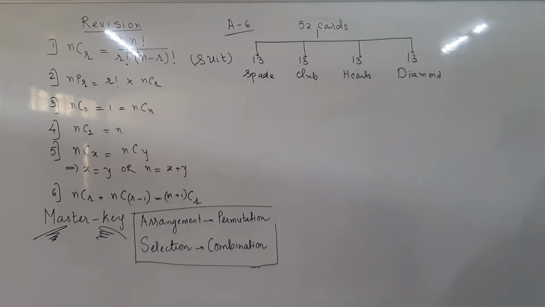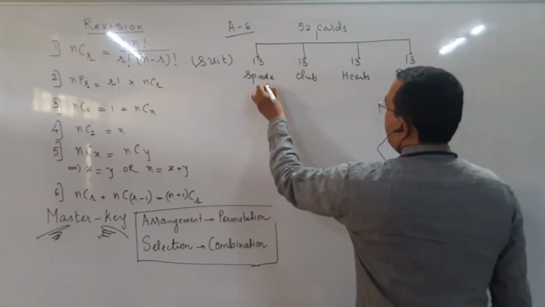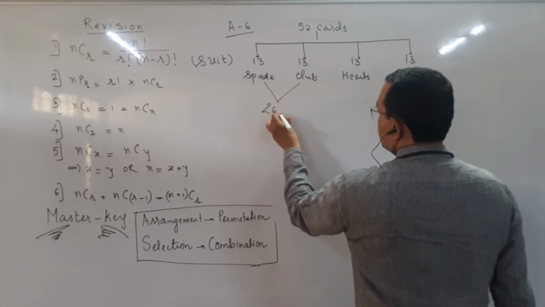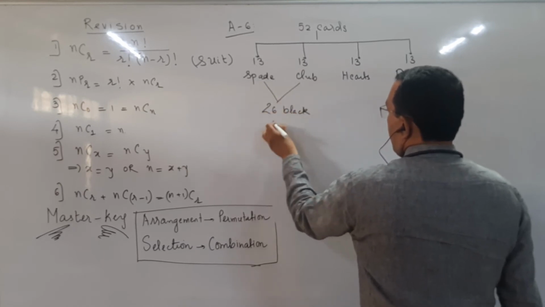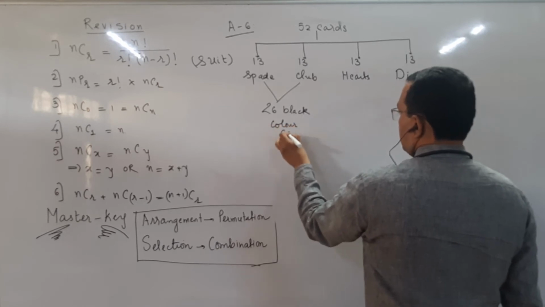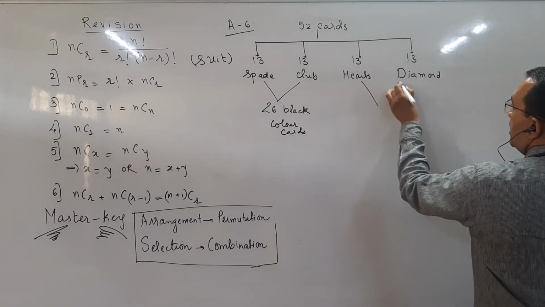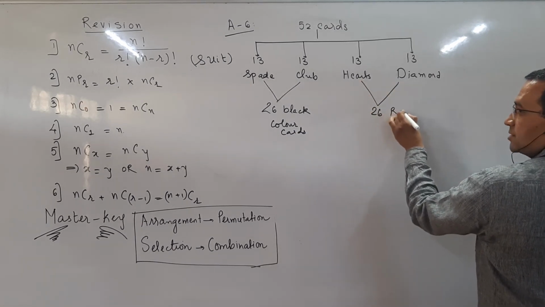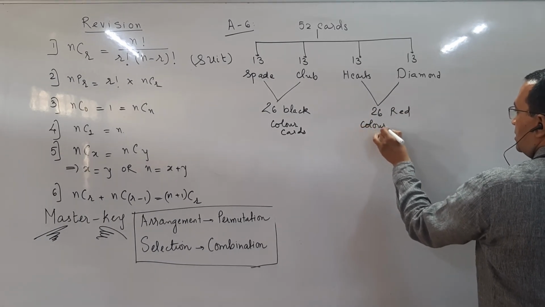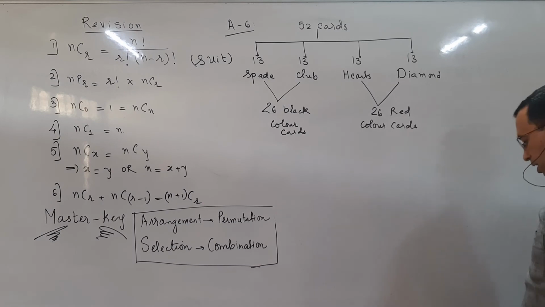I am not speaking Gujarati words, you will be well know. I never speak Gujarati in my lecture. So spade and club are black color cards. So if I add, then 26 are black color cards, and hearts and diamonds, total 26, are red color cards.